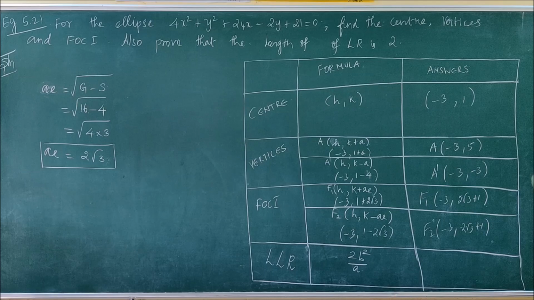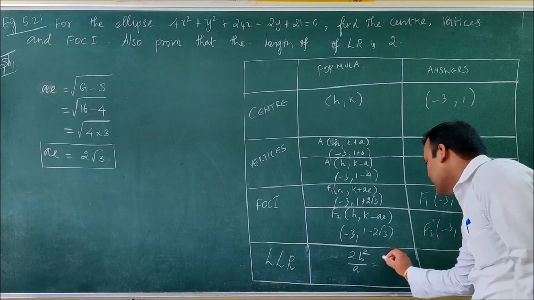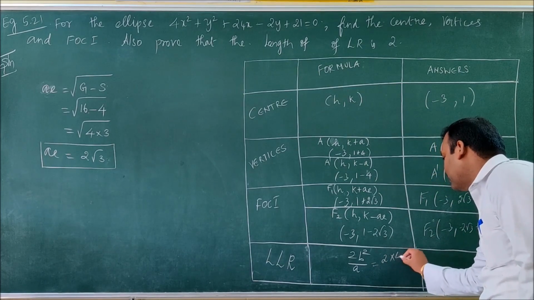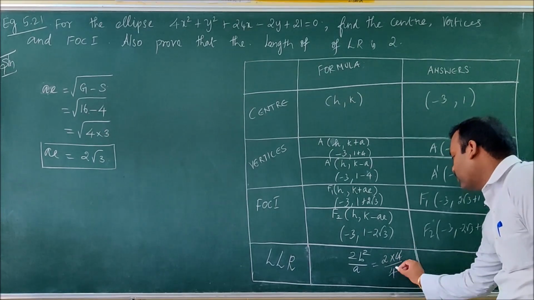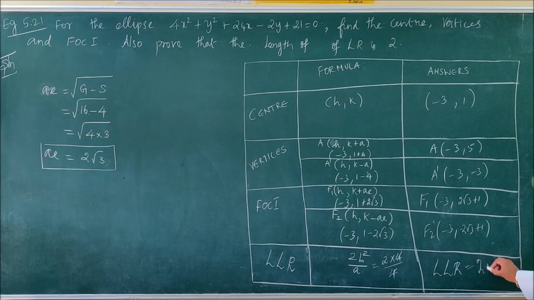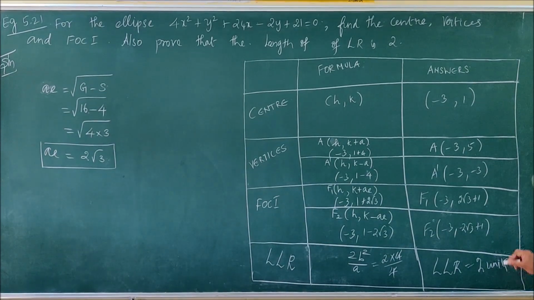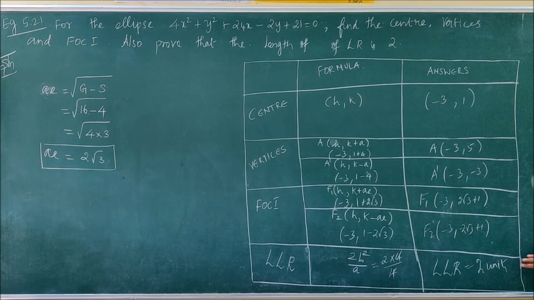Next we are going to find the length of the latus rectum. What is the formula for the length of the latus rectum? 2b square by a. You just substitute the values. The b square value is 4 and the value of a is also 4. So 4 gets cancelled. So the length of the latus rectum is 2 units. So we have proved the length of the latus rectum is 2 units.